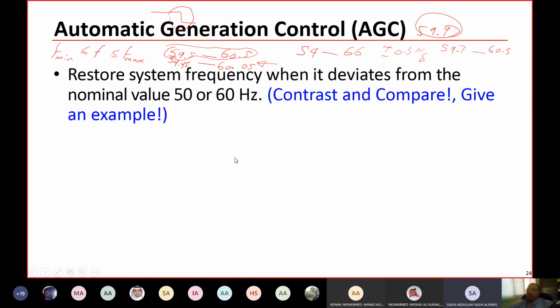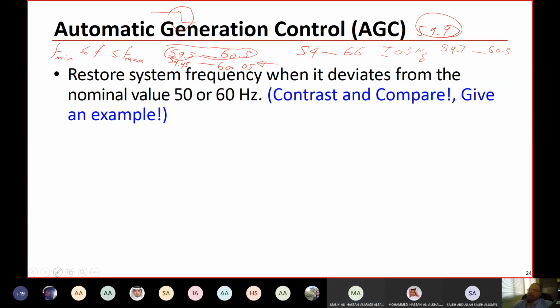Okay, so we need to restore the system frequency. You have Malik Ali Hassan. Do you have any question, Malik? Yes, I have a question about the allowance of the frequency. Is it decided by the engineers in the lab where they're trying trial and error, or is it based on scientific facts, or some concept behind it?